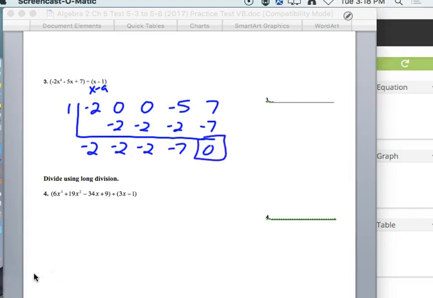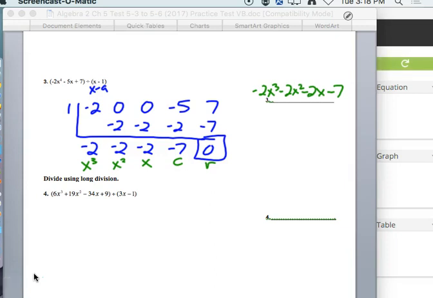But we have a lot of answer left here. And again, this is division, so we have to write the polynomial answer. Remainder, constant, x, x squared, x to the 3rd. So we would have negative 2x to the 3rd minus 2x squared minus 2x minus 7. That would be the polynomial that is our answer because we do not have a remainder on number 3.